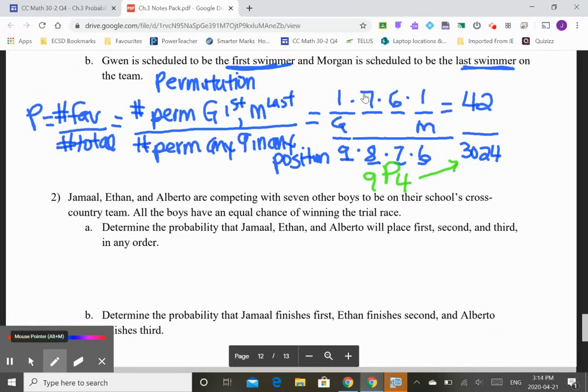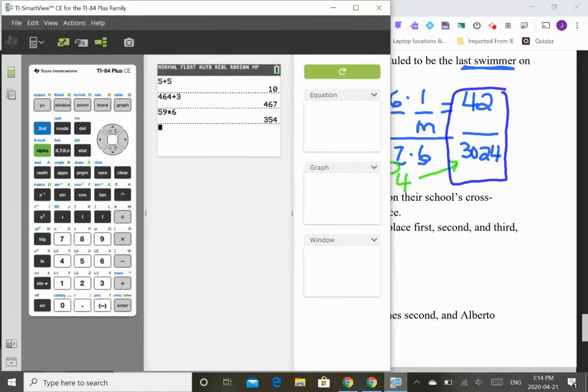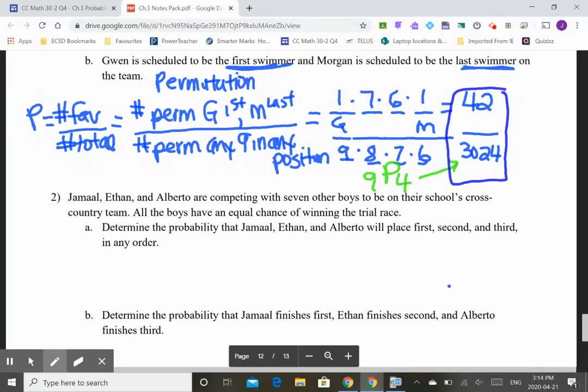So our probability currently is written as 42 over 3,024. So if we go to our calculator and we put that into our calculator, 42 divided by 3,024, and then we want to change that to a reduced fraction, we get 1 out of 72. So our probability here will end up being 1 out of 72. And that's the probability that Gwen would be the first swimmer and Morgan would be the last swimmer.